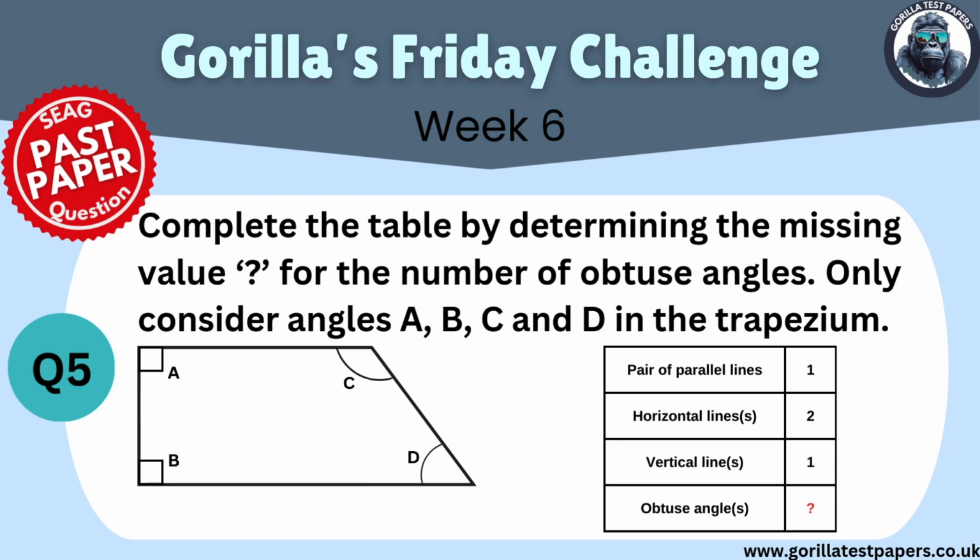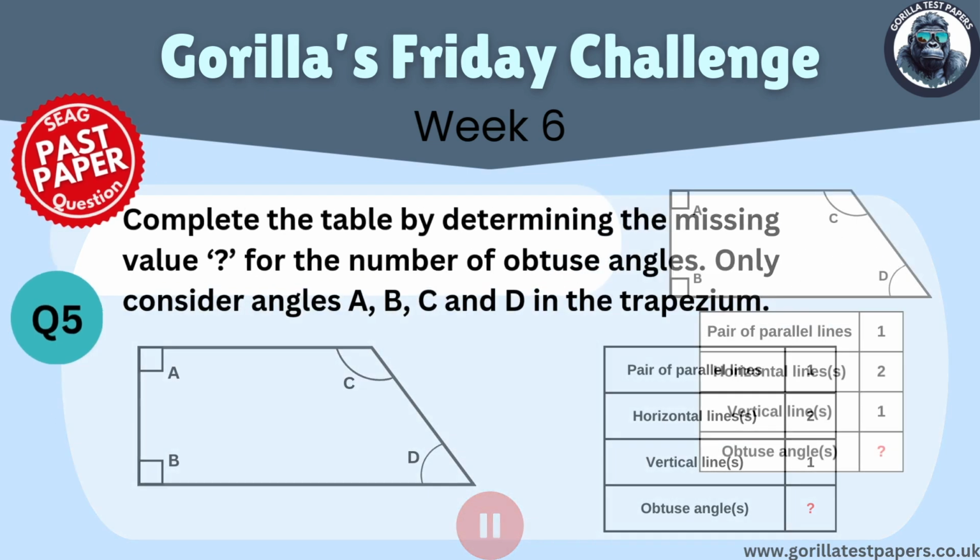The question asks, complete the table by determining the missing value, which is shown as a question mark, for the number of obtuse angles. Only consider angles A, B, C, and D in the trapezium. Pause the video now to try the question yourself. So let's get into it.